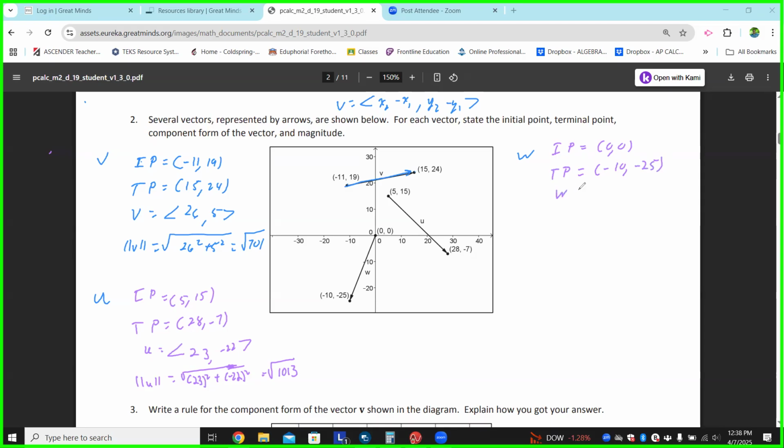Therefore, what is the component form of the vector W? Very good. And then when we find the magnitude of W, that would be negative 10 squared plus negative 25 squared, which should come out to something like 725, because 100 plus 625. Any other questions? Believe it or not, none of those can be simplified. So you couldn't go any further than that.